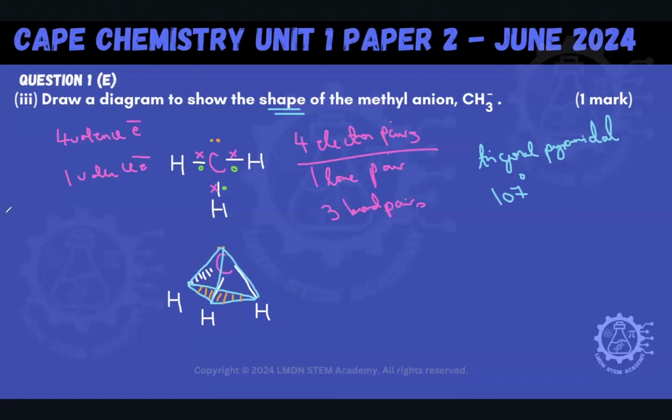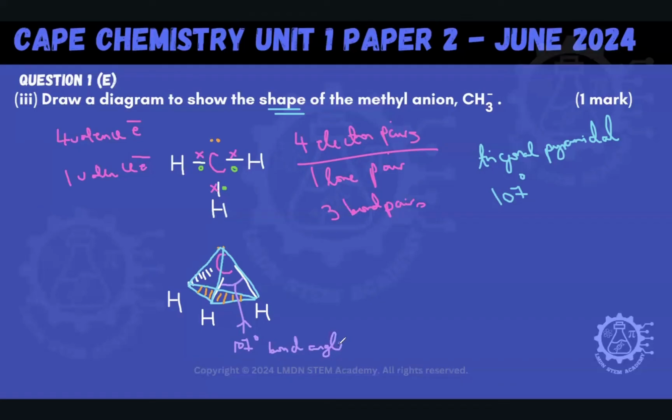And then our bond angle now, let me put that bond angle in purple. So that bond angle, that 107, would be between these. So that is your 107 degrees bond angle.